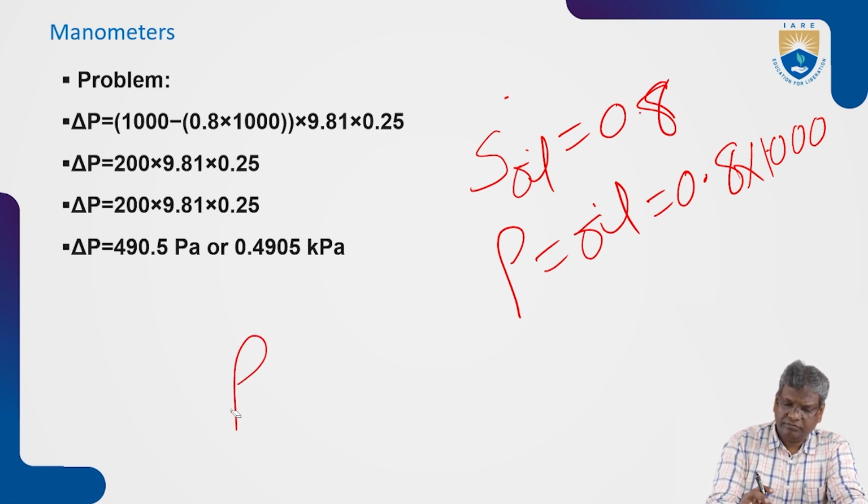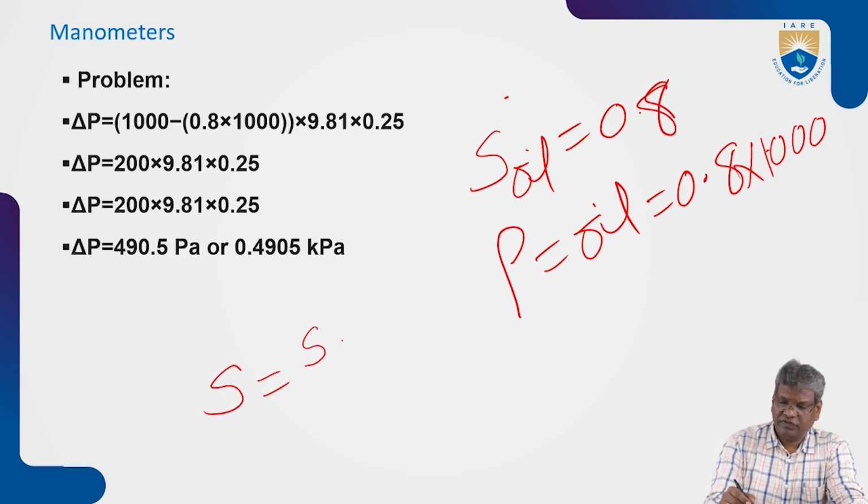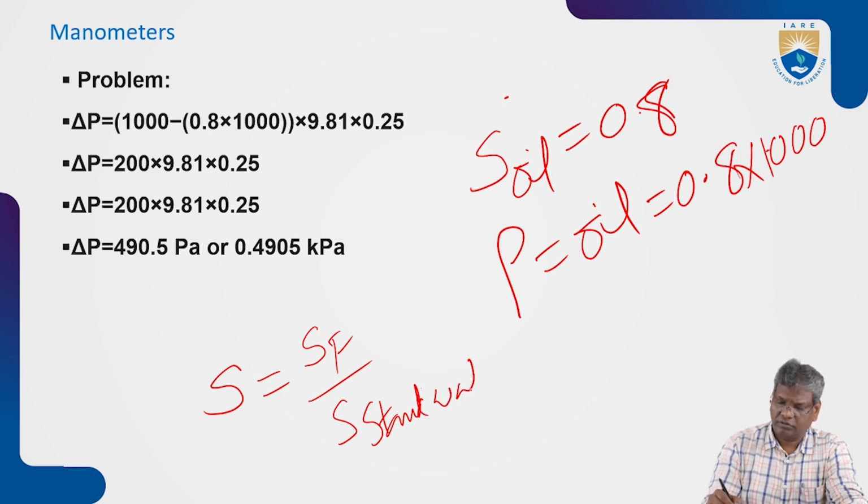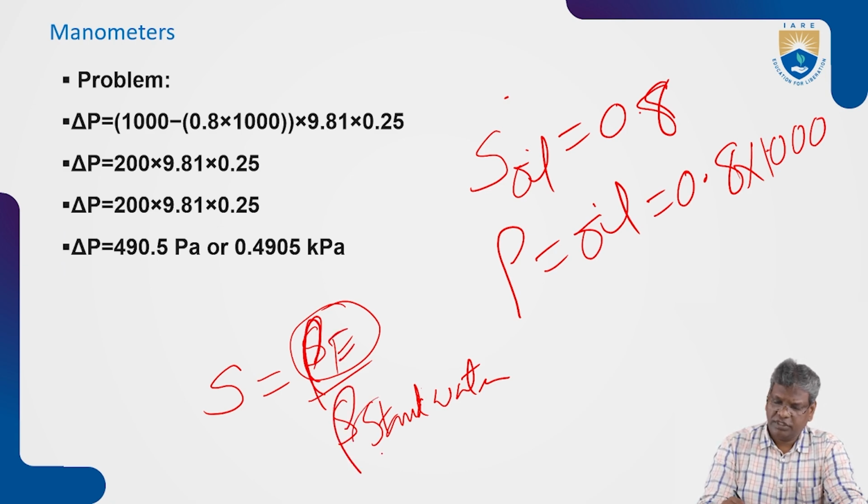Specific gravity. What is the basic formula? Specific gravity of a particular fluid is the specific gravity of the flowing fluid divided by the specific gravity of the standard fluid. Standard fluid is here water. So if you want to calculate the specific gravity, it is the density of the fluid divided by the density of the standard fluid, that is water.